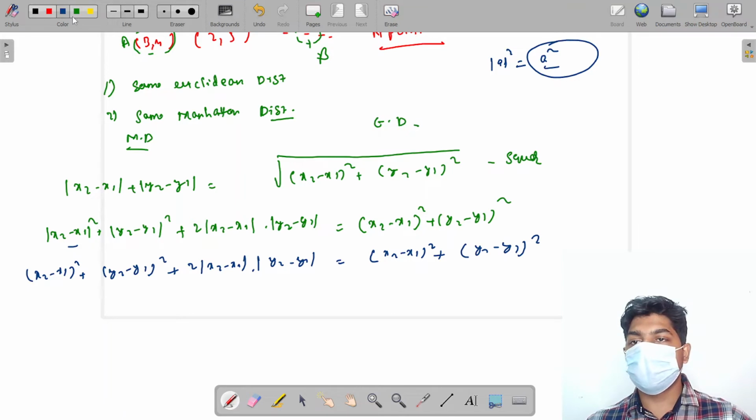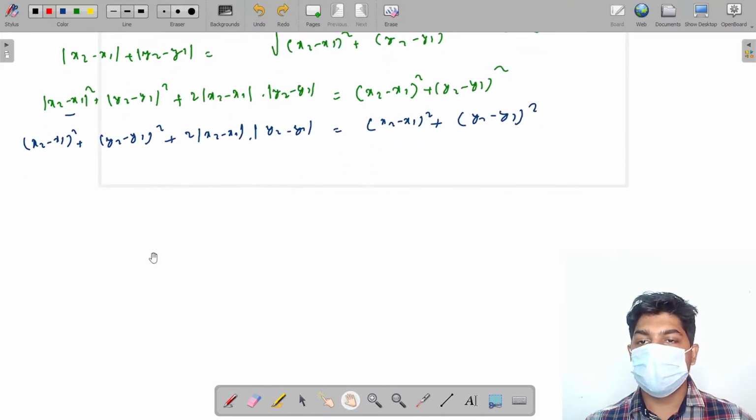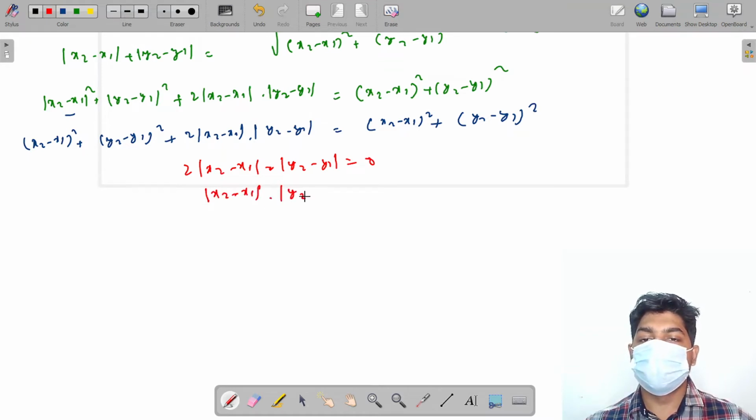Now if you look clearly, this term, this term, this term, and this term, these four are equal, so they will cancel out. We will be left with twice of (x2 minus x1) into (y2 minus y1) equals 0. So this is nothing but |x2 minus x1| into |y2 minus y1|, and this should be equal to 0.